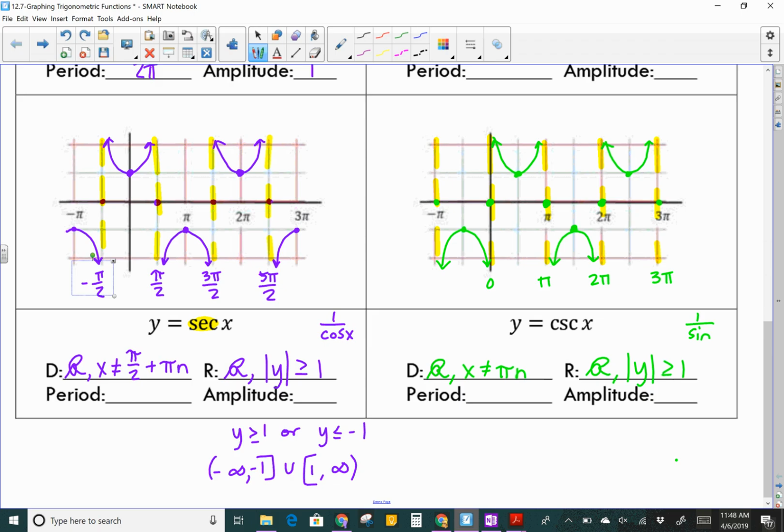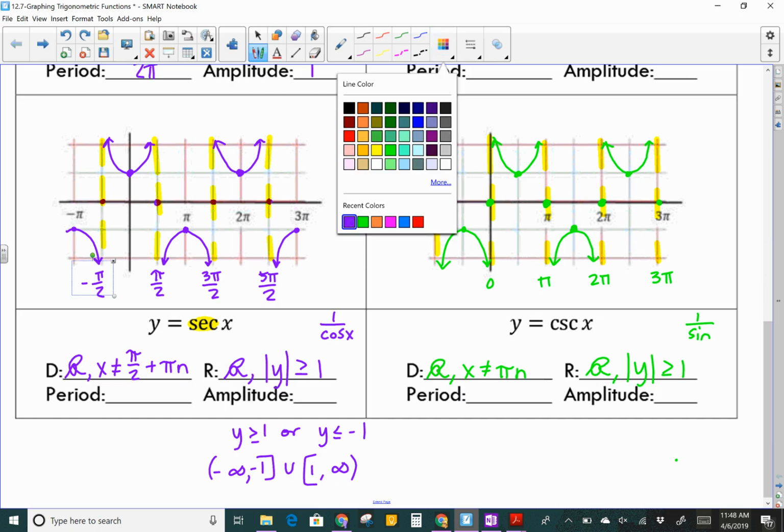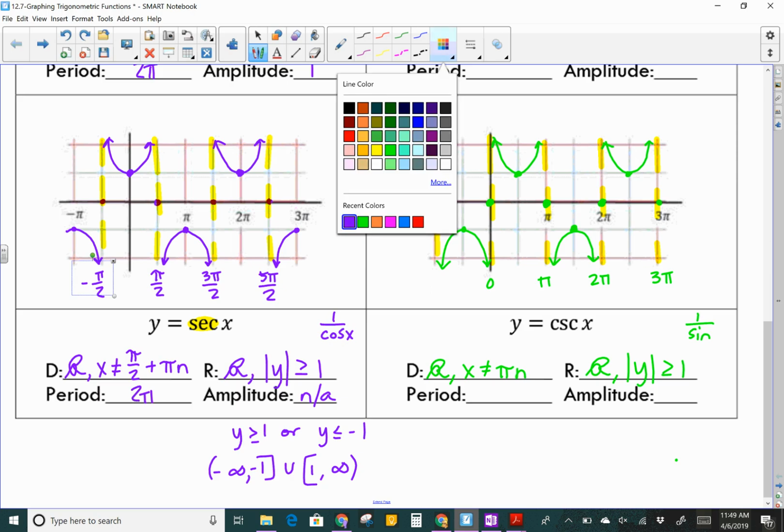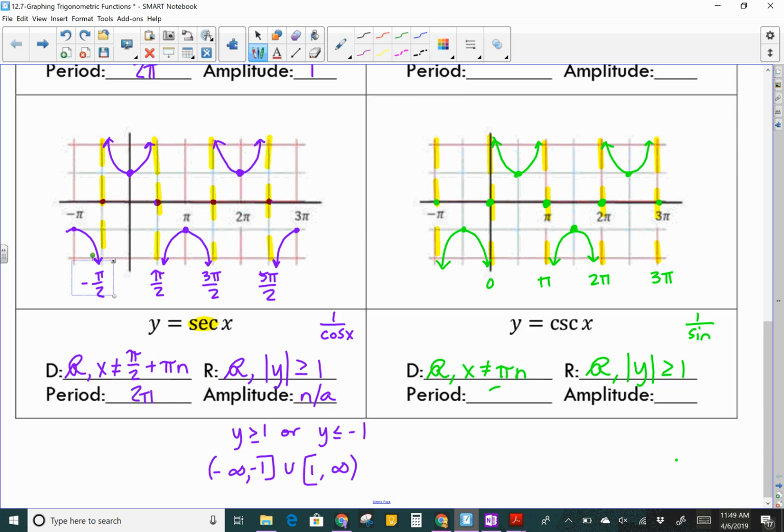Oh, I didn't do the period and amplitude. Period and amplitude are going to be the same as your parent function of the cosine, so the period is 2 pi. Amplitude is not 1, because amplitude, remember, is defined as max minus min. Well, what's the max of my graph? There is no max, so it's NA. Period is still 2 pi. Amplitude, not applicable, none. Choose whichever word you like best.